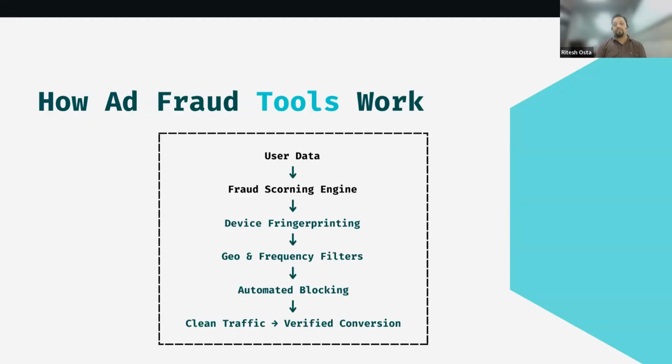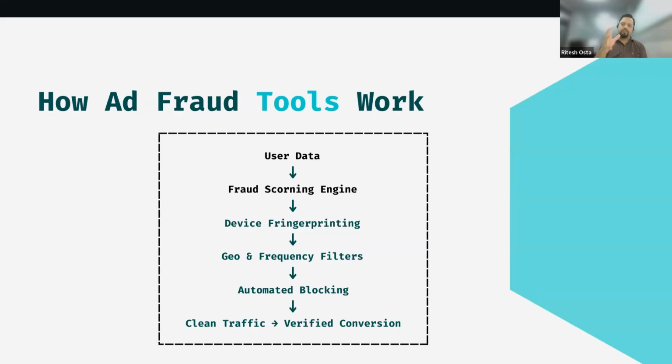First, the user data fraud scoring engine. There are engines designed to score fraud. If the score goes above a certain number, it will flag that user data as fraud data. Then there is device fingerprinting, which checks the device, and the geo and frequency filters, and then automated blocking. If the traffic goes through all the filters and matches some of the criteria, it is automatically blocked.